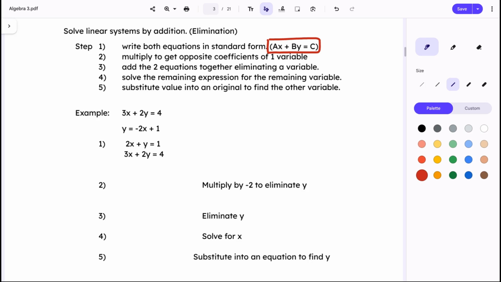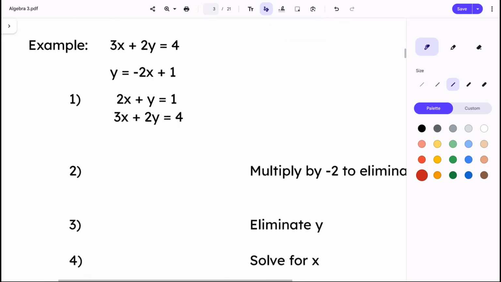And then you want one of your letters, the x's or the y's, it doesn't really matter, but you want them to have the same number in front. So you want those coefficients to match. It works best if you can get them to be the same number, but opposite signs. If they're not opposite signs, it's fine because we can still work with that. Okay, but I usually like to have them be opposite signs because then I can add my equations together. It'll get those terms to cross off, and then you get rid of one of the variables and you solve for the other one. Okay, so let's take a look at an example here.